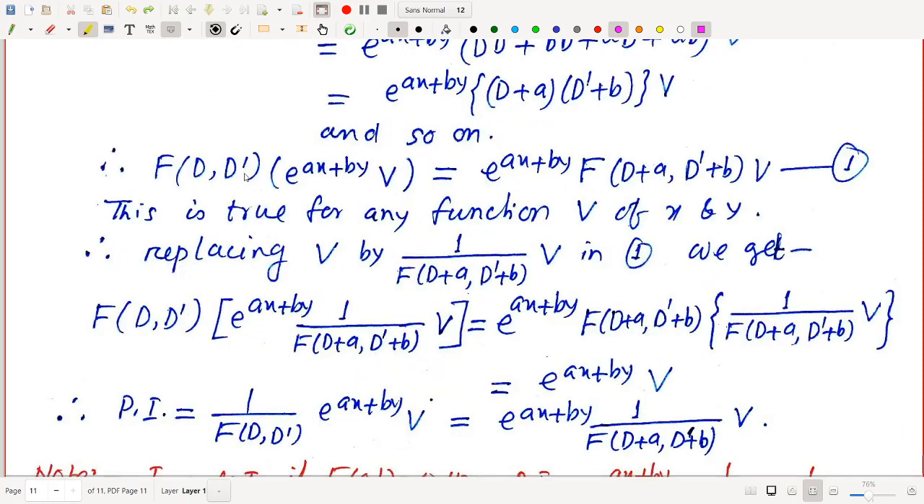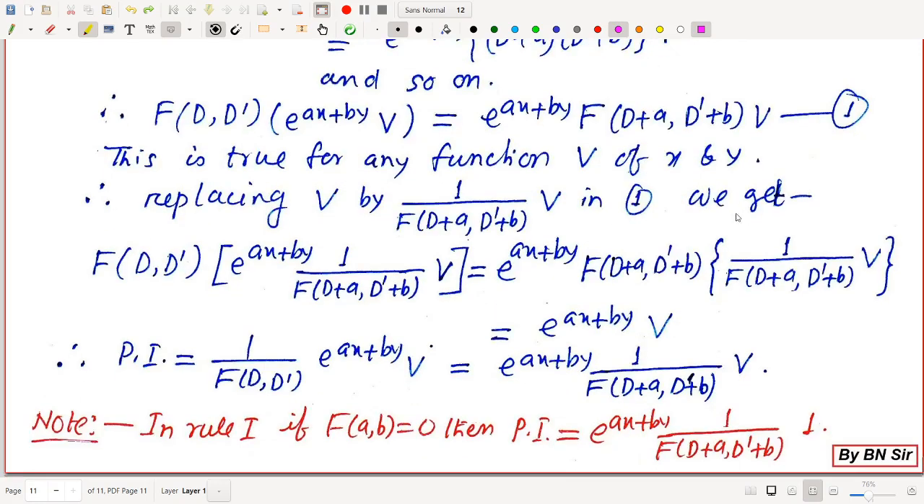Therefore F of D comma D dash, when it operates on e to the power ax plus by into b, we get e to the power ax plus by, capital F of D plus a comma D dash plus b, operates on b, number one. But this line is true for any function b of x and y. So we can replace this b by 1 by F of D plus a comma D dash plus b, because this is an operator, when it operates on b, this is also a function of x and y.